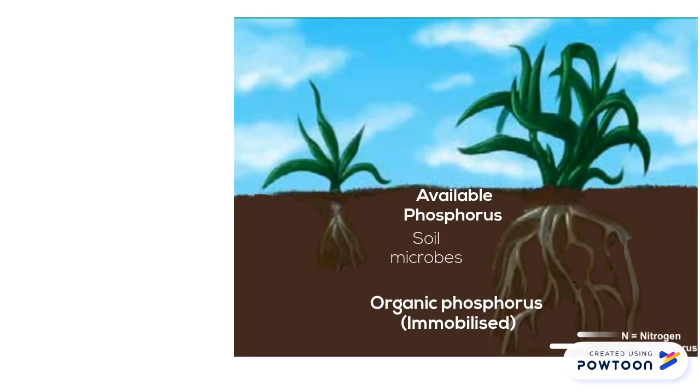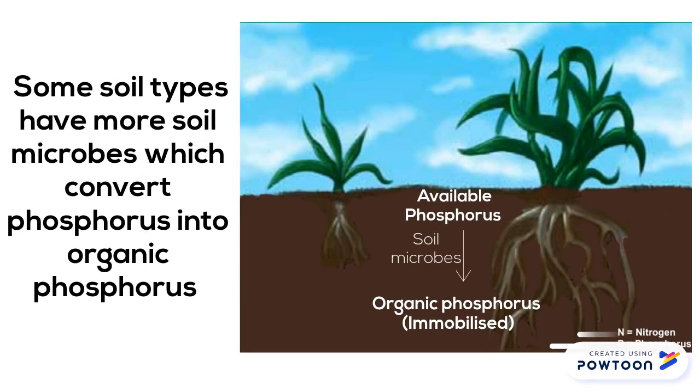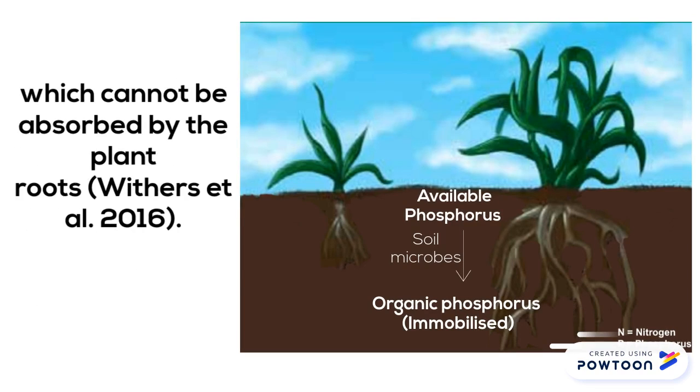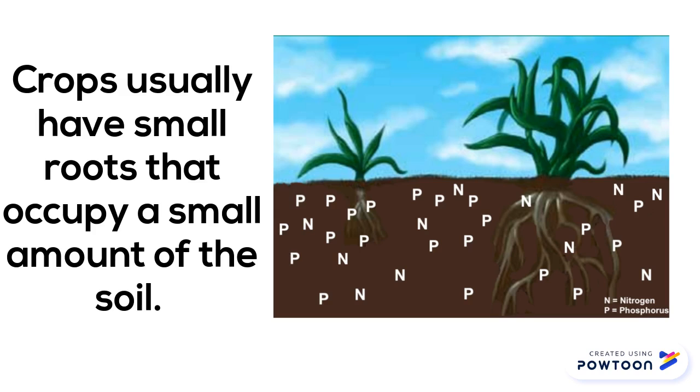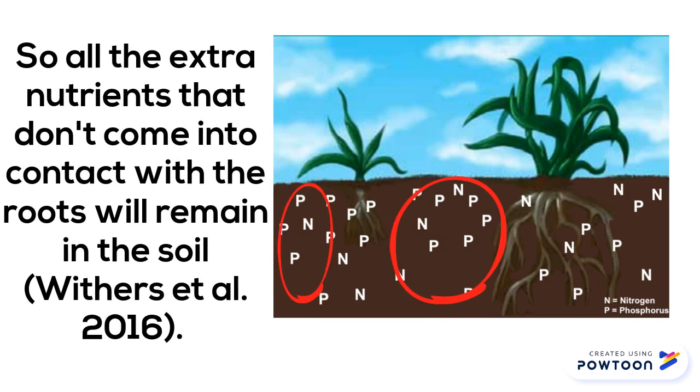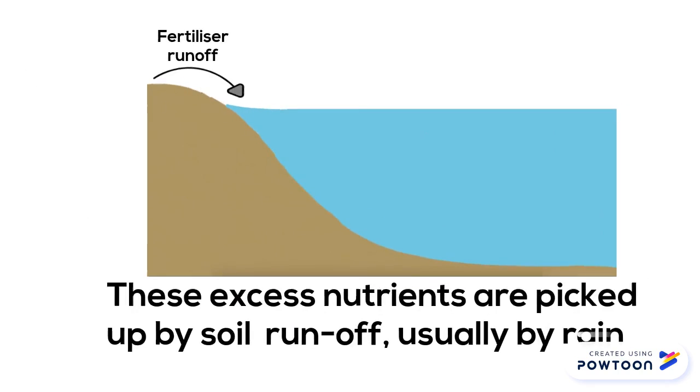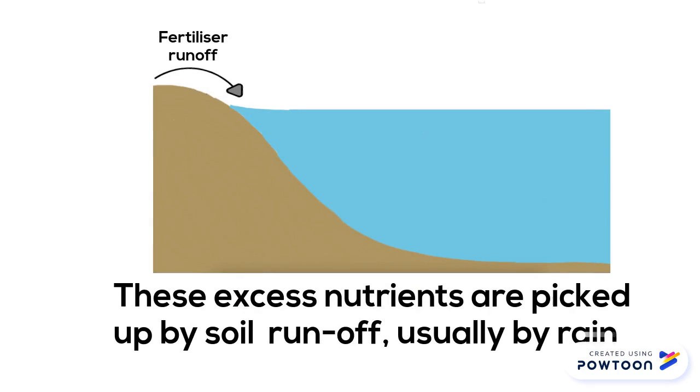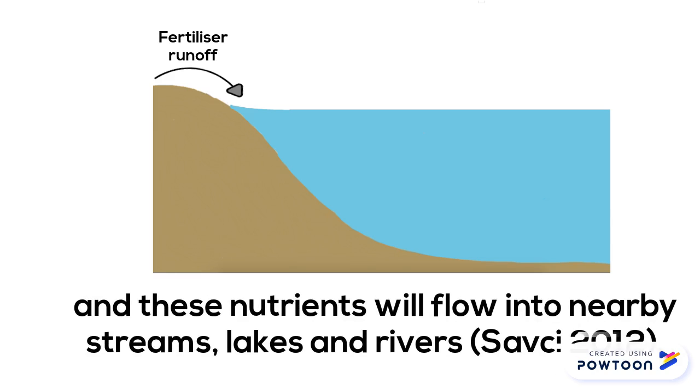However, this isn't necessarily true because depending on the soil type, there are soil microbes that might be present, which are responsible for converting phosphorus into organic phosphorus, which cannot be absorbed by the plant roots. Also, crops usually have small roots that only occupy a small amount of the soil, and so all the extra nutrients that don't come into contact with the roots will just remain in the soil. These excess nutrients are picked up by soil runoff, usually by rain, and eventually these nutrients will find their way into nearby streams, lakes, and rivers.